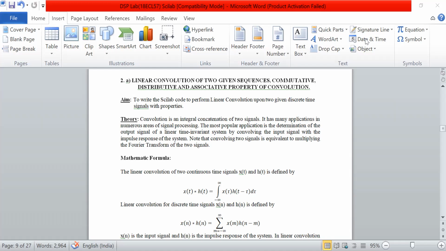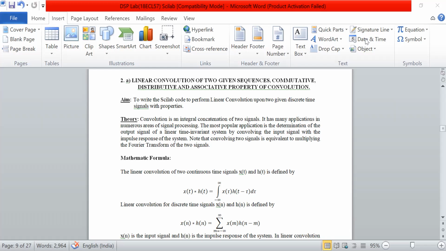We are going to see the DSP lab experiment. That is the second experiment: linear convolution of two given sequences. Then we have to verify the commutative, distributive and associative property of the convolution. Next, the aim of this experiment is to write the program in Scilab code and perform the linear convolution of two given discrete time signals with its properties.